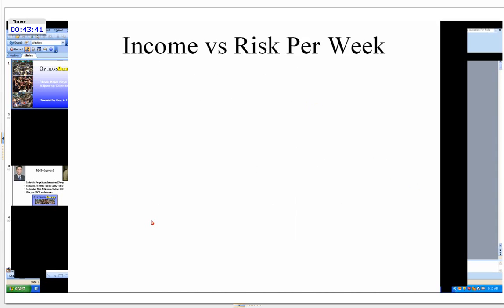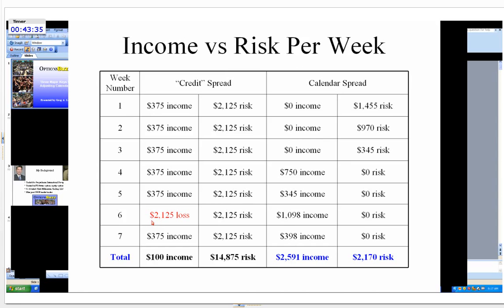Now, if you compare that to a credit spread, look what's going on every week you trade. You sell this credit spread. Week one, the spread goes out worthless. You keep your $375, but you put $2,125 of risk into the market. Second week you do the same thing. You're making $375, but you're risking $2,125. And you do it again, and you do it again, and then you get to that one week where the market doesn't cooperate. And I'm just taking the example here: you lose the full amount of the risk.